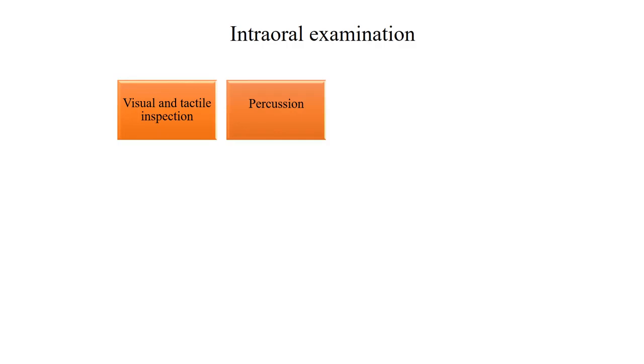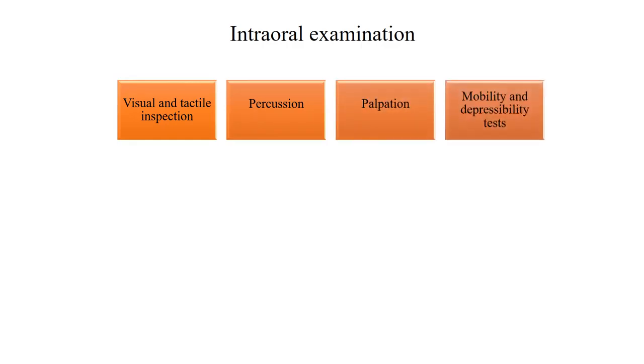If there is pain on percussion, it is not an indicator of the status of the pulp, but it indicates that the apical periodontium is inflamed, and that too on vertical percussion. Palpation of the surrounding gingiva and mobility and depressibility testing of the particular tooth will also help understand the status of the supporting structure, that is the periodontium and the bone.